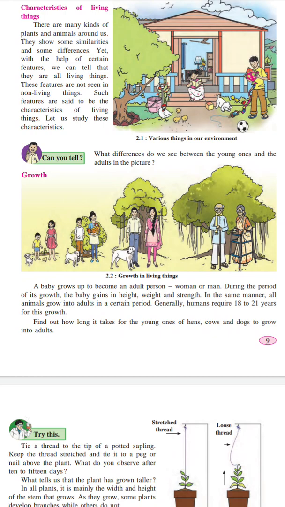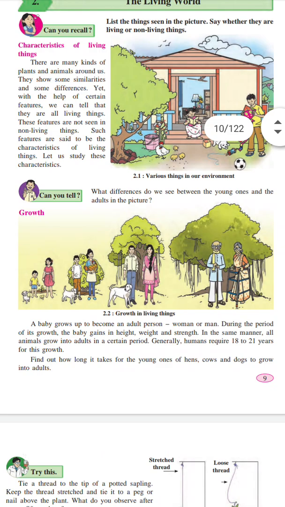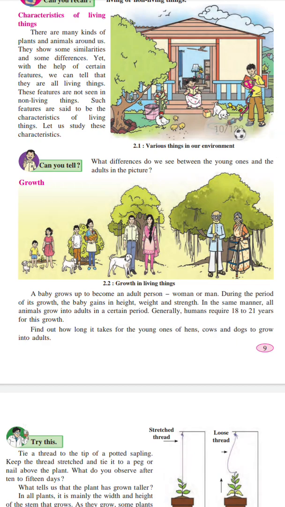Okay, in this picture, see, a baby grows up to become an adult person, woman or man. During the period of its growth, the baby gains in height, weight, and strength. In the same manner, all animals grow into adults in a certain period. Generally, a human requires 18 to 21 years for this growth: 18 years for women and 21 years for men.